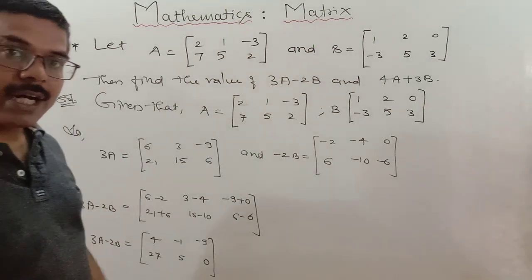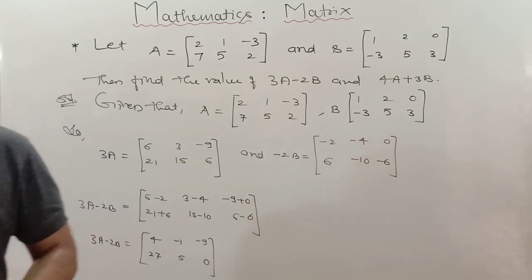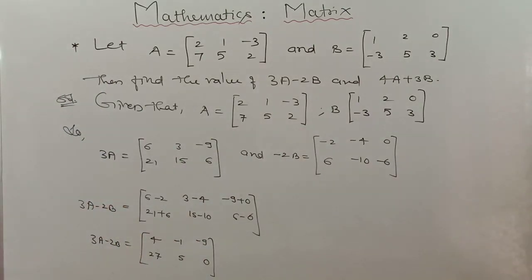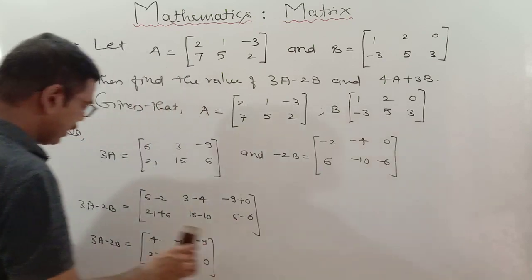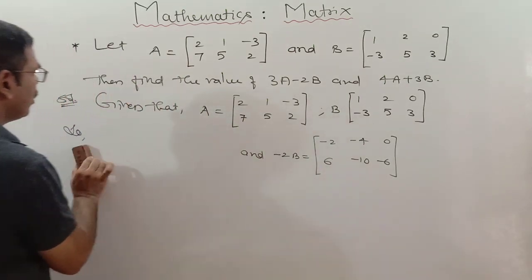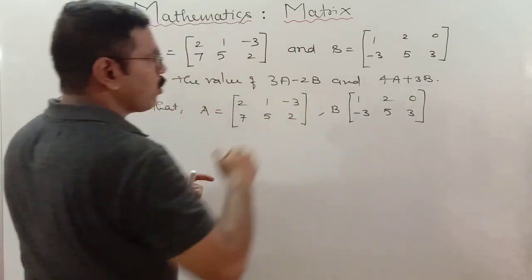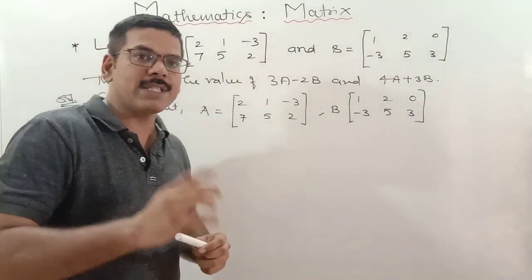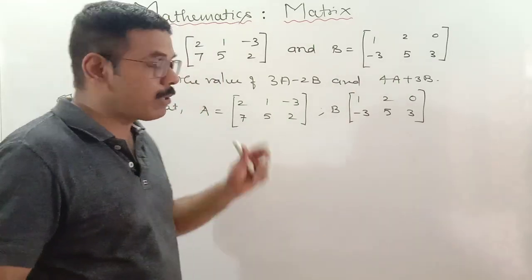Is there any doubt? I don't think there is any doubt in the question. There is no doubt in this. Please pause and note down that. I hope you solved that and written that. Now I am just making it clean and we are just solving the second one, that is 4A plus 3B. So I hope 4A plus 3B is determined by you all. You all do 4A plus 3B.